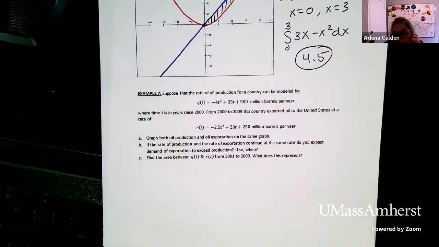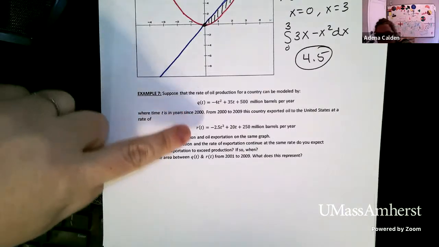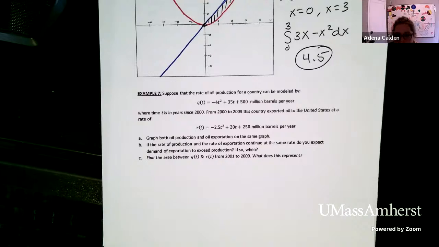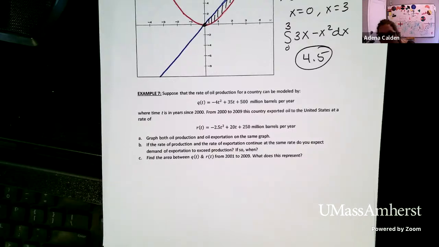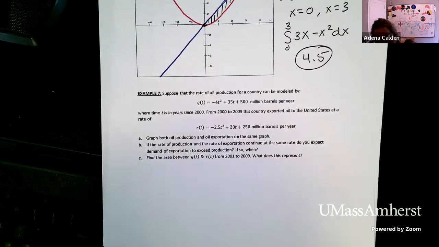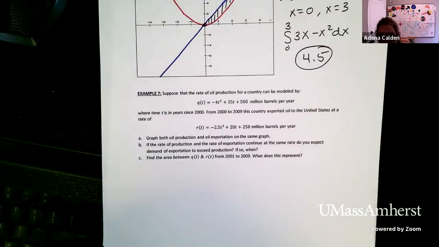So what do we want to do here? We want to graph both the oil production and the exportation on the same graph to see what they look like. B, if the rate of production and the rate of exportation continue at the same rate, do you expect demand of exportation to exceed production? So what does that mean? At some point, will the amount that is being exported exceed the amount that we can make, right? And if so, when does that happen? So you're going to look at the graph and see if you can figure out when that may occur.